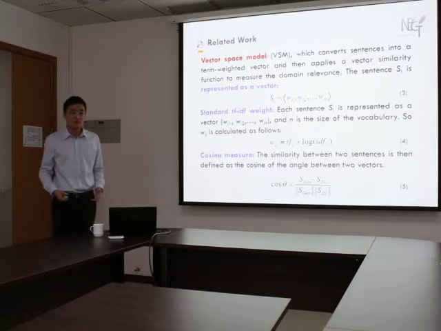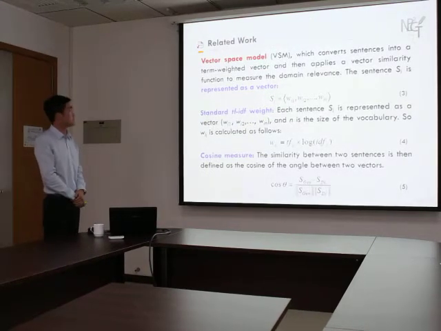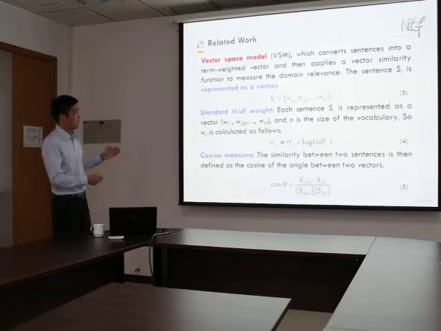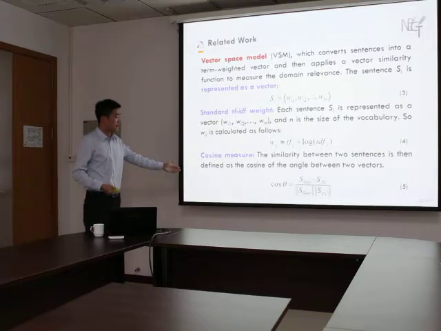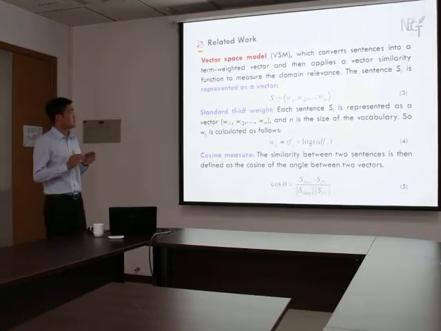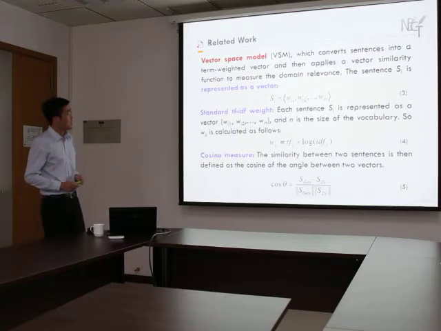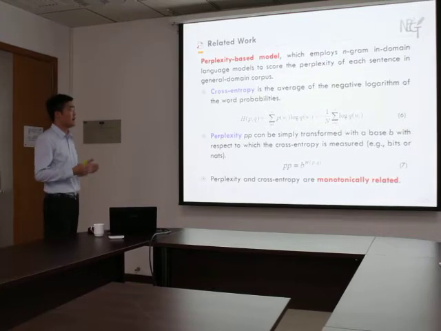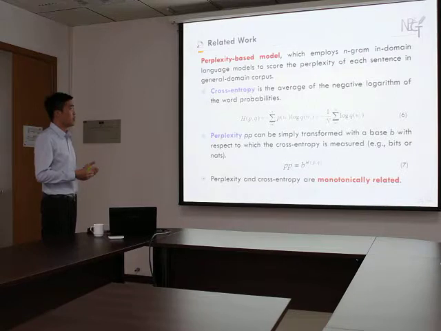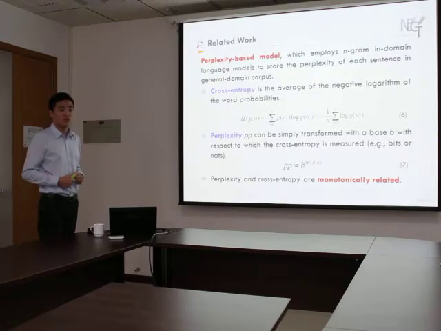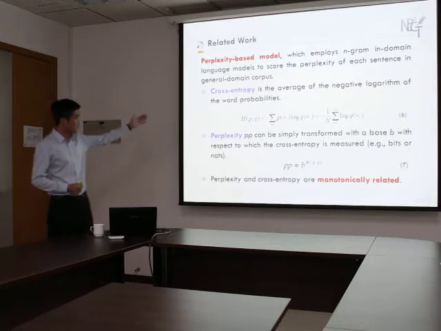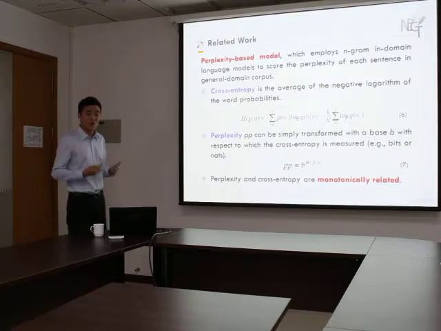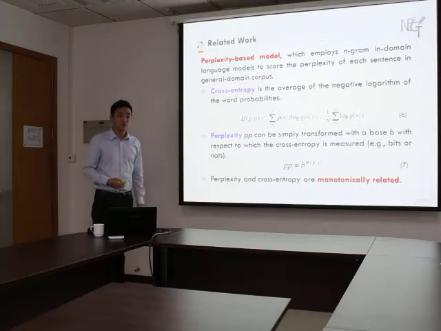There is already some work. The first famous model is the vector space model. It converts the sentences into term-weighted vectors and applies a vector similarity function to measure their domain relevance. And another famous one is the perplexity-based model. It employs n-gram in-domain language models to score the perplexity of each sentence in the general domain corpus. They are based on cross-entropy and perplexity. Both of them are monotonically related, so we can use either of them to do this task.